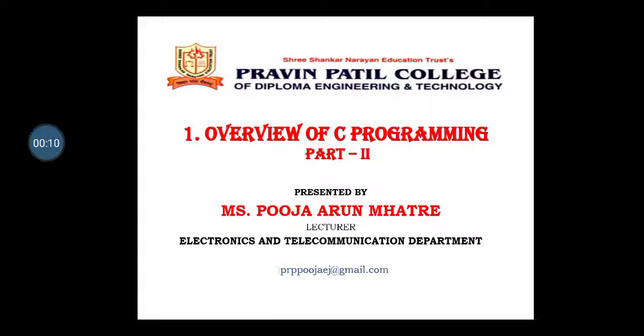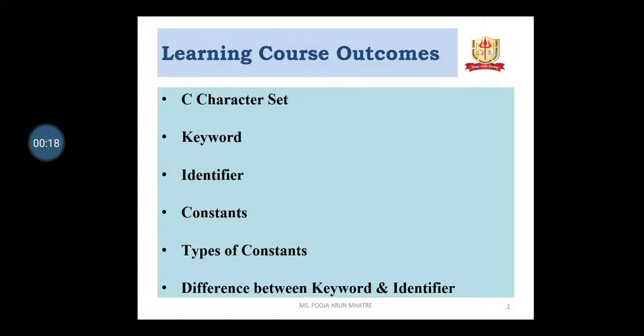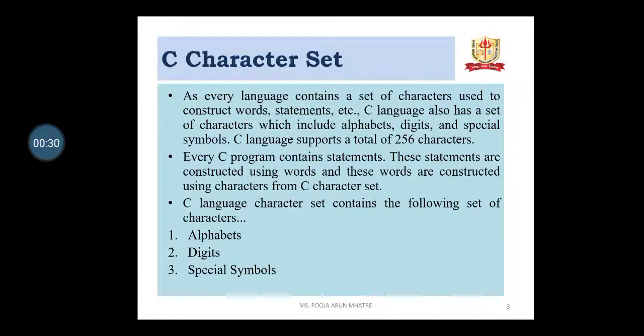Today's topic is C Programming, chapter number 1, Overview of C Programming, part 2. The learning course outcomes are C character set, keyword, identifier, constants, types of constants, and difference between keyword and identifier.